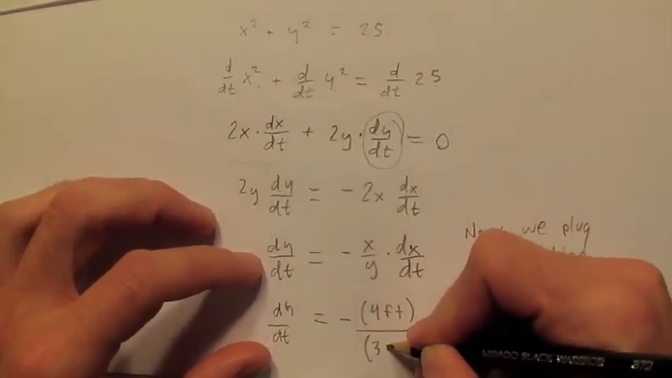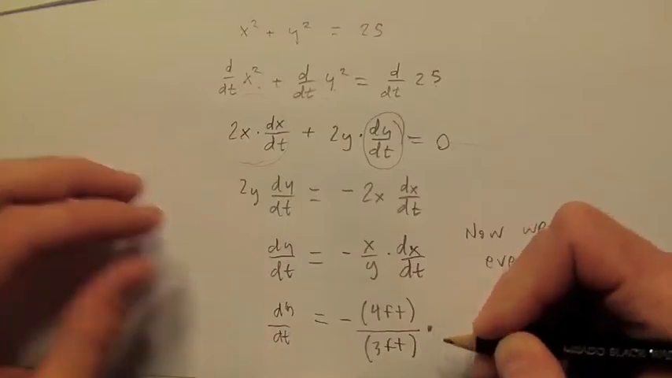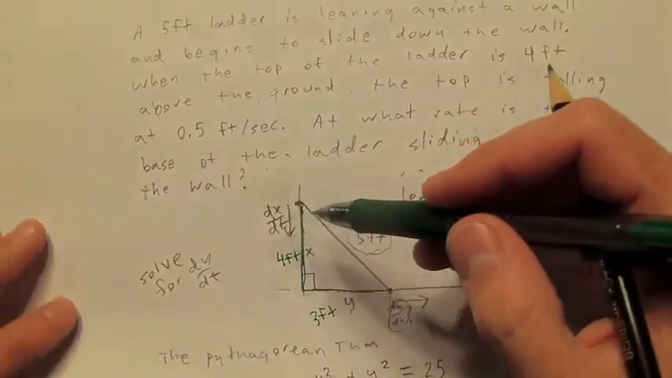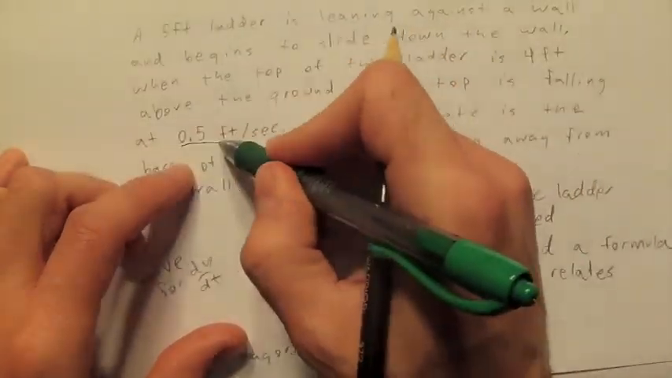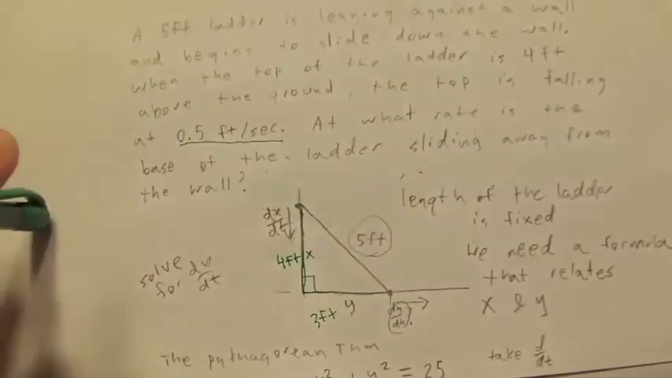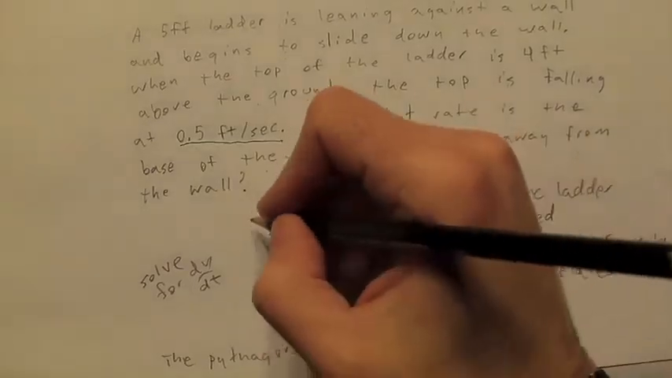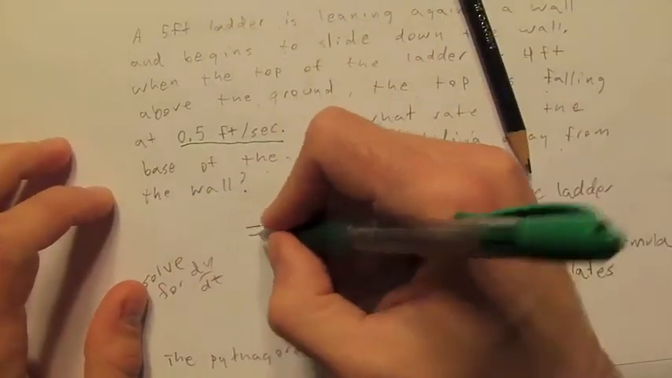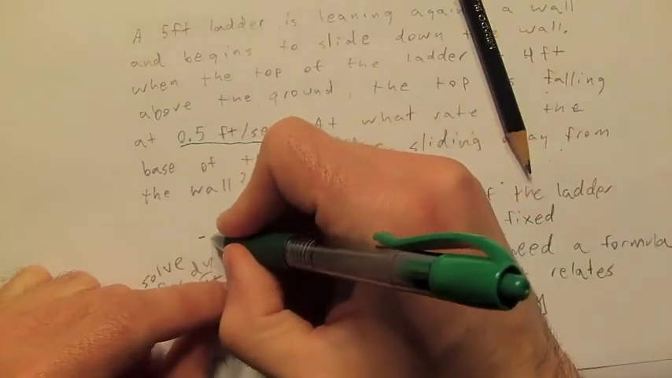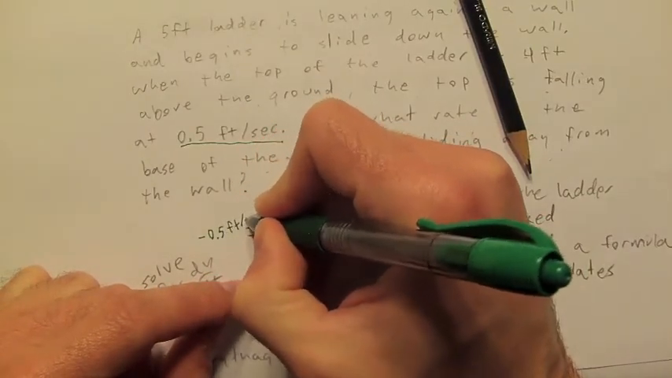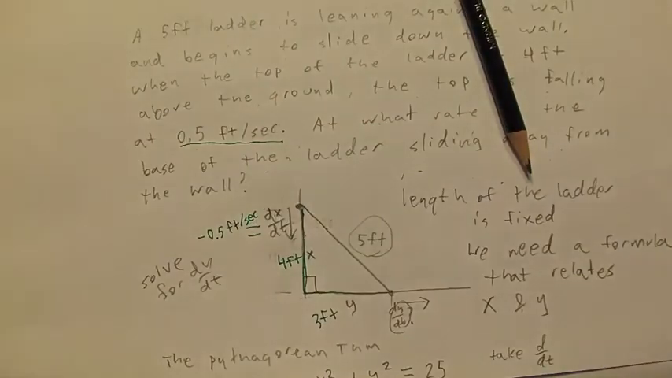So y is 3 feet. And the rate of change, dx/dt, we are actually given that. dx/dt, we're told, is 0.5 feet per second. Now we have to be careful here. Because the ladder is falling, what does that mean? It means that the rate that we're given, when we put it in as a velocity, is going to be negative 0.5 feet per second, since it's falling. Right? You've got to be very careful about that.